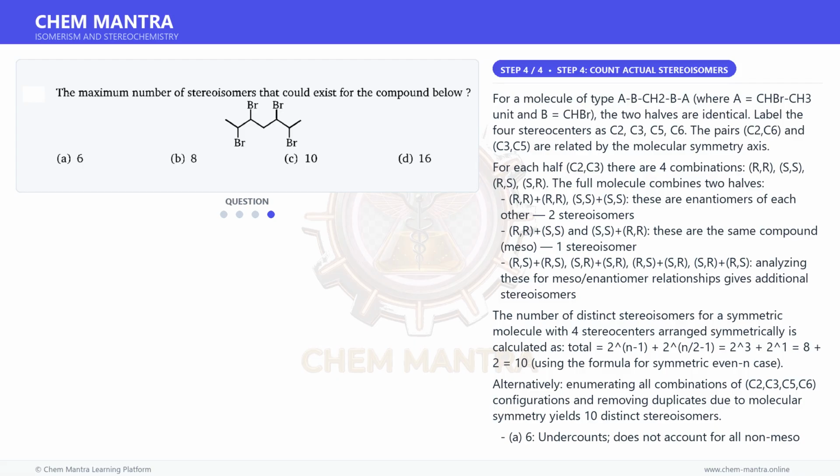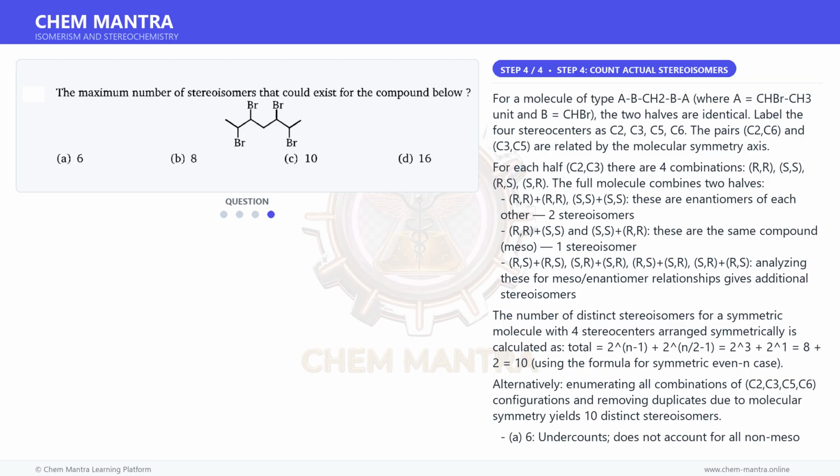For a molecule of type A, B, CH2, B, A, where A is equal to the CH3 unit and B is equal to CHBr, the two halves are identical. Label the 4 stereocenters as C2, C3, C5, C6. The pairs C2, C6 and C3, C5 are related by the molecular symmetry axis. For each half, C2, C3, there are 4 combinations: R,R, S,S, R,S, S,R.